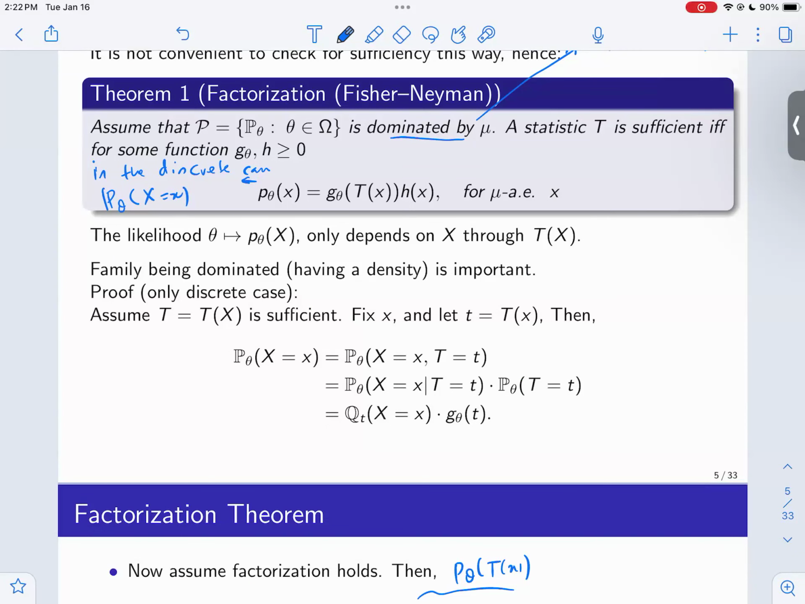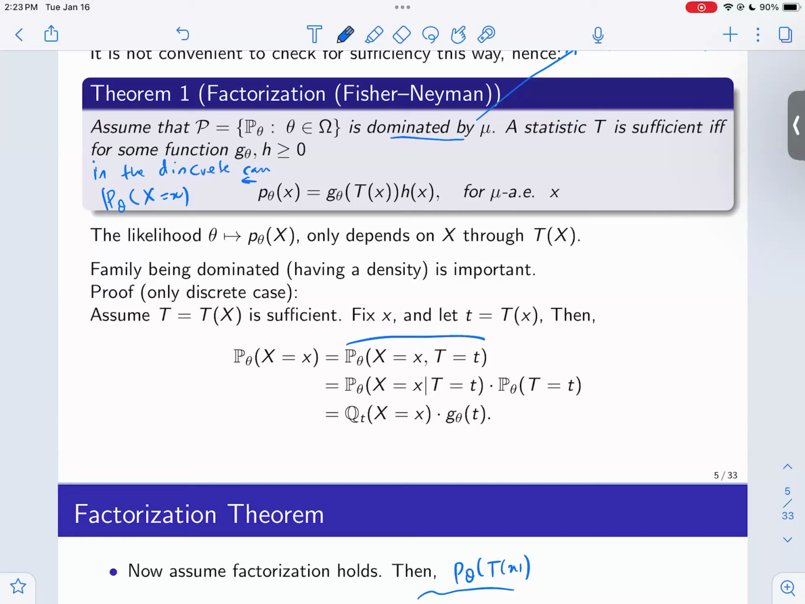The converse is also quite straightforward. What if I know that t is sufficient? In the discrete case, we say, okay, so let's fix x and try to find this factor. Fix x, let t be t of x. Then I can write t of x, t theta of x as this. That indicator is vacuous because I deliberately set t equal to t of x. So this is equal to that, and then I can do condition.